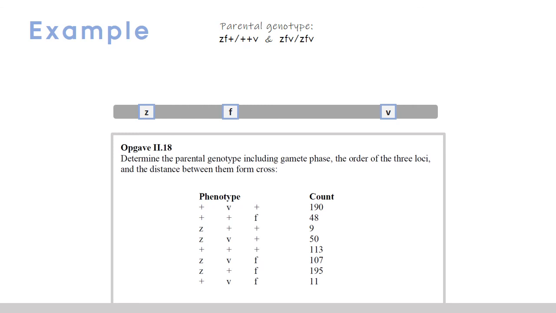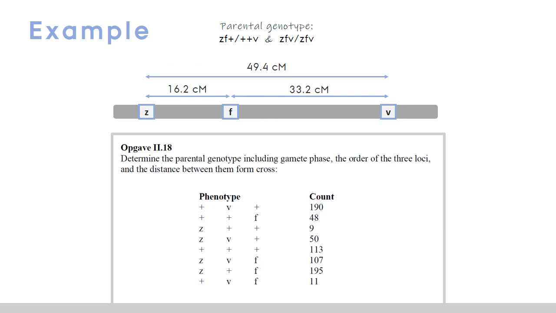And then they ask the order of the 3 loci, and we determined that F was in the middle and that Z and V are in the extremes. And then determine the distance between the 3 loci. We found 16.2 centimorgan between Z and F, 33.2 centimorgan between F and V, and by summing them up, we found 49.4 centimorgan between Z and V.